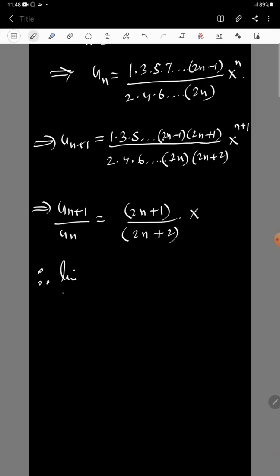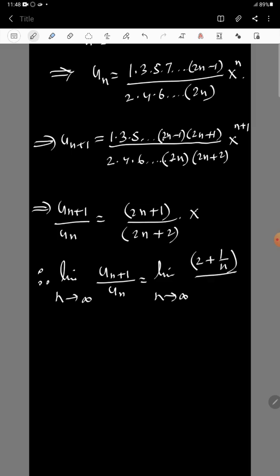Therefore limit n tends to infinity, un plus 1 divided by un is equal to limit n tends to infinity. Instead of writing like that, I am just dividing by n. So 2 plus 1 by n over 2 plus 2 by n into x. x is a constant, so that is some positive number x. We don't know what the value of x is. That x comes out and the limit is separated. So 2 plus 0 divided by 2 plus 0, that is equal to finally x.